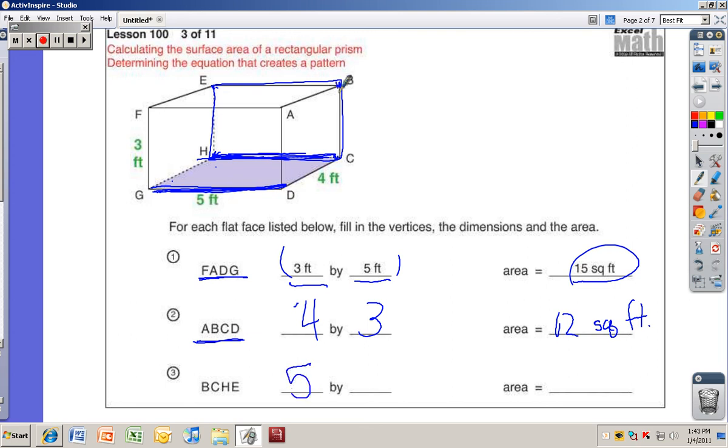And then we have to do the height of it. So that means a number that's for a line that's going straight up and down. What number is going straight up and down? 3, right? So the area of that is going to be 15 square feet. Kaylee's getting this.